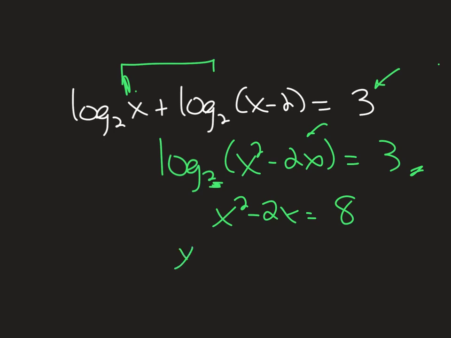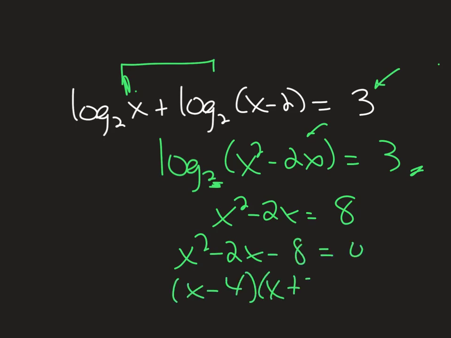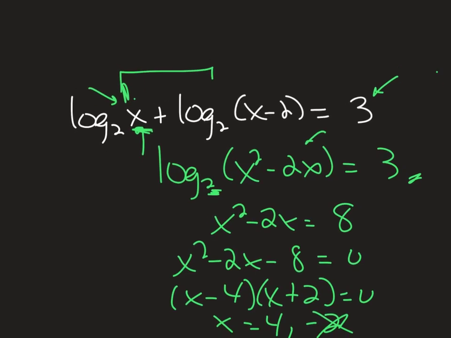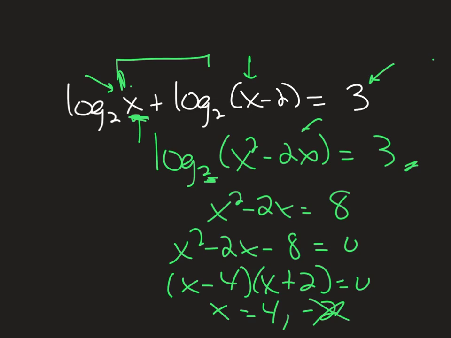Now I'm going to move the 8 to the other side and try to factor this. When I factor it, I get x minus 4 and x plus 2. So my 2 solutions maybe are 4 and negative 2. Right off the top, I know negative 2 cannot work because it would make that first log negative for sure. So that's out. Plug the 4 in the first one, that's okay. Plug the 4 in here. There you go. They're both fine. So the only solution to that one is x equals 4.